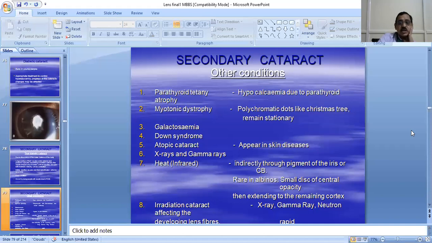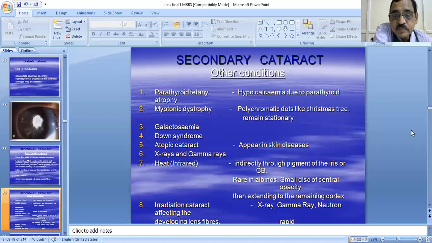And X-rays and gamma rays: these radiations are given in the vicinity of the ocular structures, so there can be cataract formation. Now, with the onset of the linear accelerator, we are able to focus exactly where we want to give the radiation, and the incidence of cataract has come down since we attained linear accelerators for the treatment of malignant diseases.